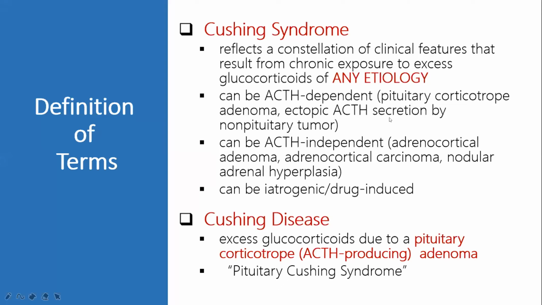Or ectopic ACTH secretion by a non-pituitary tumor, or it can also be ACTH independent, wherein the problem would already be in the adrenal. So there would be an adrenal mass, adrenocortical adenoma, adrenocortical carcinoma, or nodular adrenal hyperplasia, or it can be iatrogenic or drug-induced. When we speak of Cushing's disease, this is excess glucocorticoids due to a pituitary corticotrope, an ACTH producing adenoma. So strictly speaking, Cushing's disease is actually pituitary Cushing syndrome.